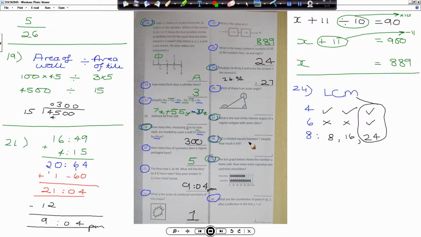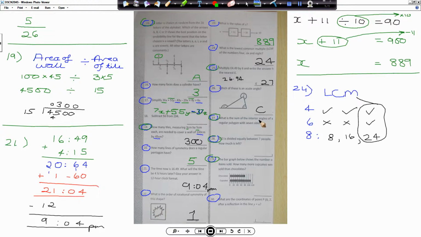Done. Number 26. Which of these is an acute angle? Acute angle means an angle which is less than 90. The way you remember that is, think of it as a cute angle, like a cute baby, small. So the answer is C.